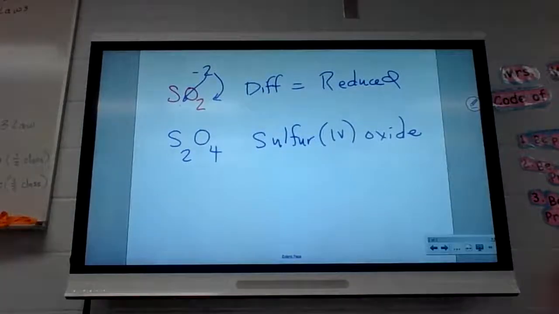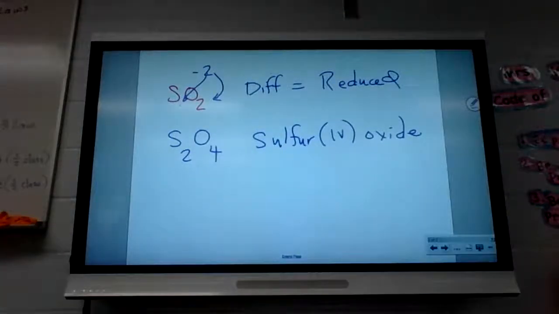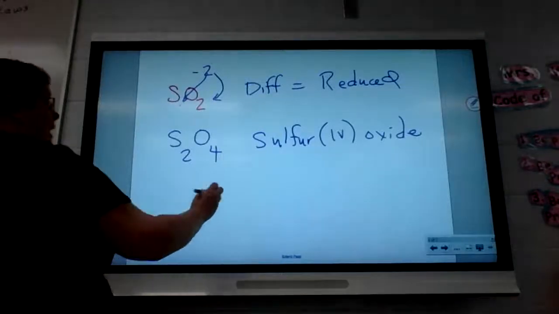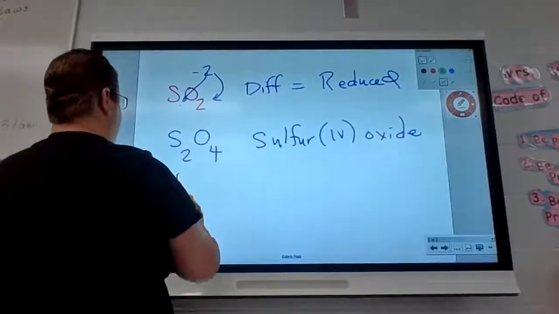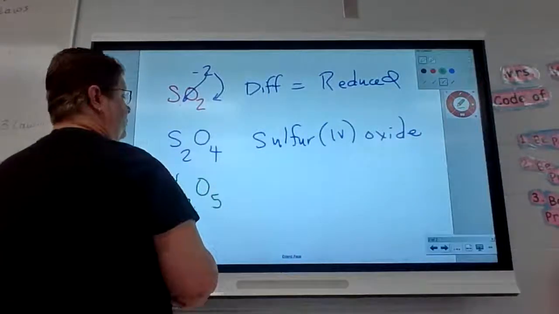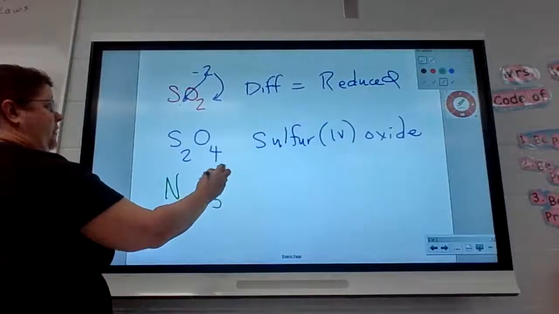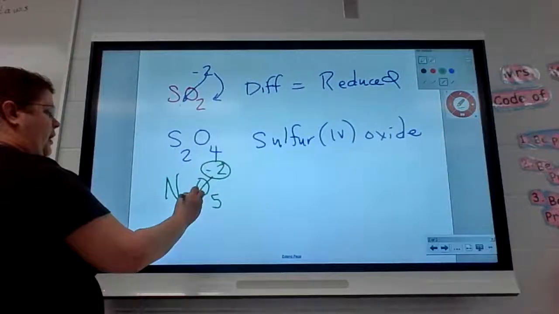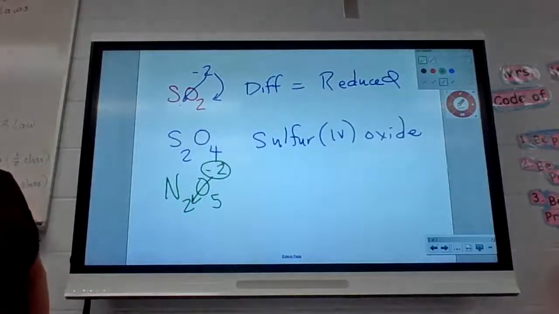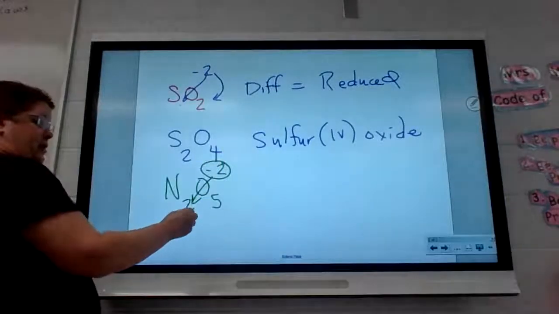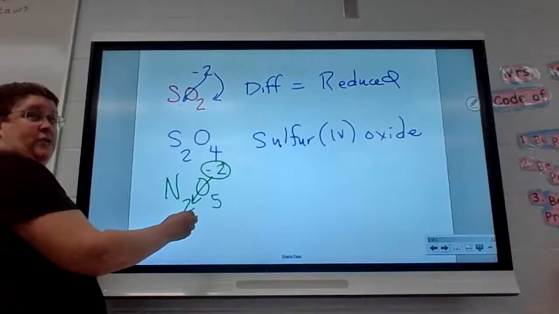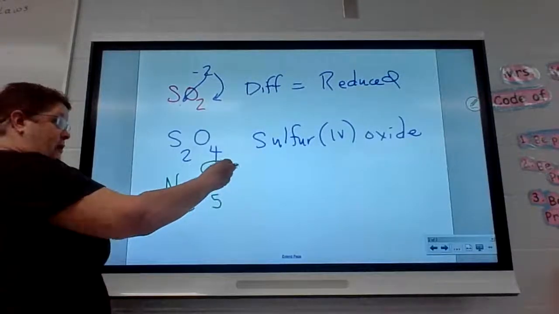Pick another one. Anybody having trouble with this and need another one? 10, all right. 10 has N2O5. All right, oxygen has a -2. What can you tell me? Are the numbers the same or different? Same. When you look here, it's a 2 at the top, it's a 2 at the bottom. That's what I'm talking about, same or different.